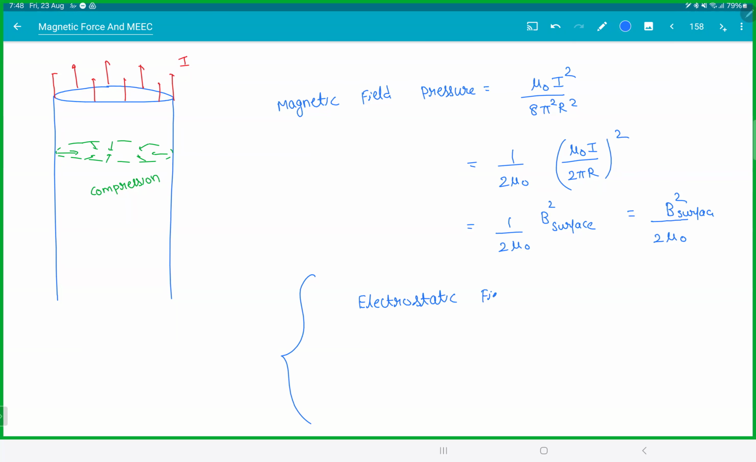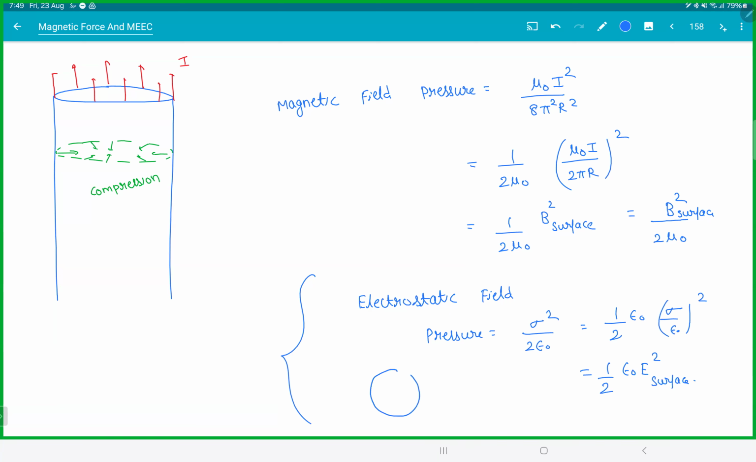Electrostatic field pressure. When you wrote sigma square by 2 epsilon, you can also multiply by epsilon, and this will be sigma by epsilon, the whole square, by 2 epsilon. This is also nothing but half epsilon E square. E is the field on the surface.